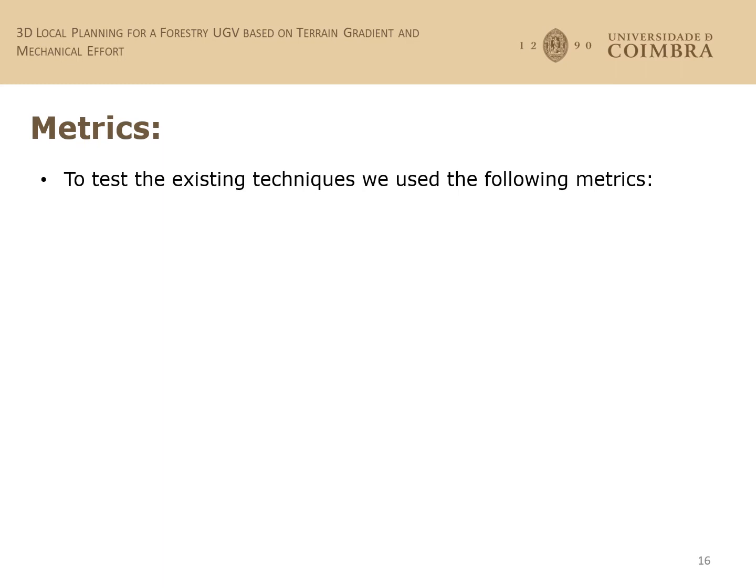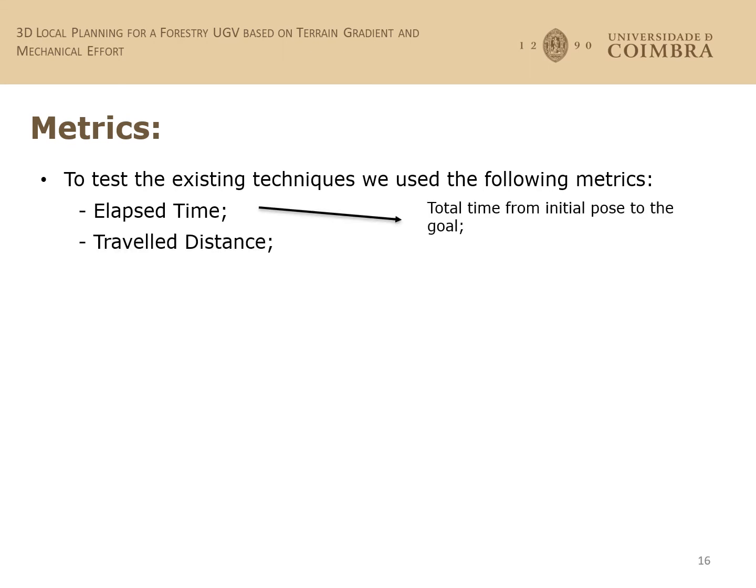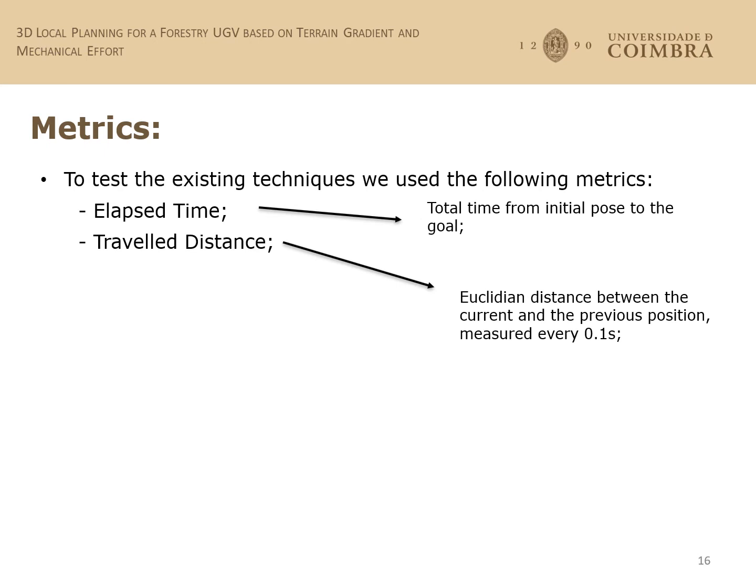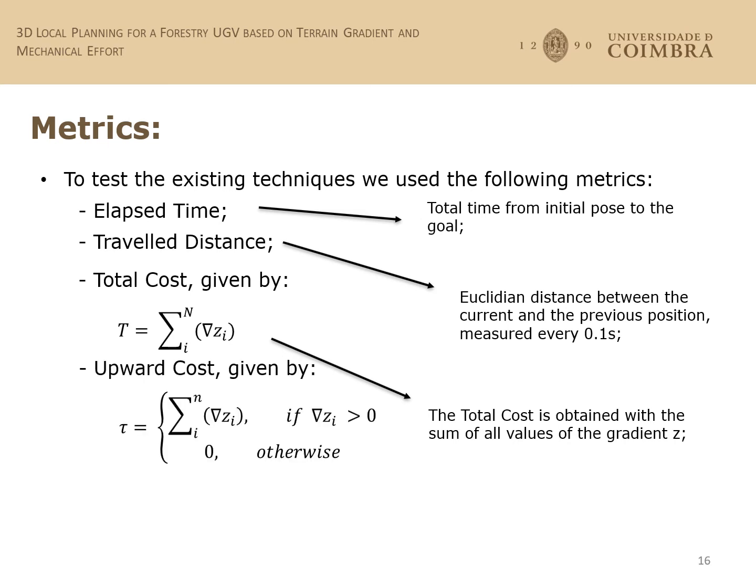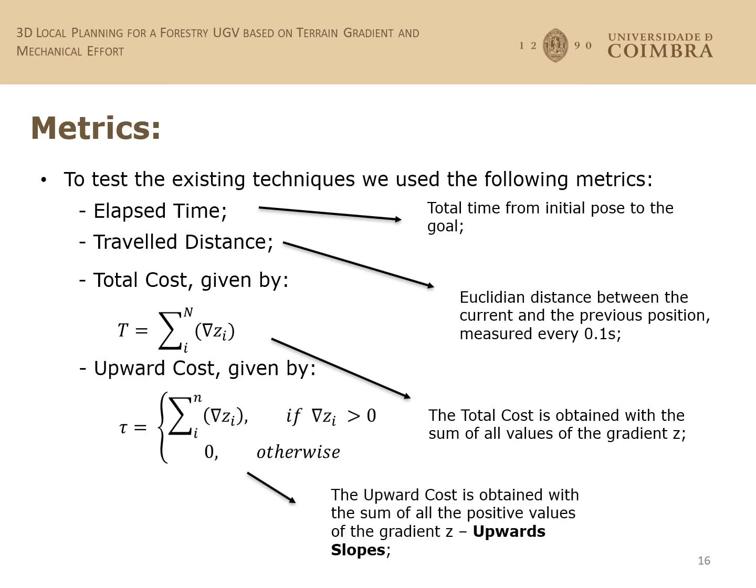To test and compare the existing techniques, we use the following metrics. The elapsed time, that is the total time from initial pose to the goal. The traveled distance, that is the Euclidean distance between the current and the previous position measured every 0.1 seconds. The total cost, given by this equation, is obtained with the sum of all values of the gradient z, and the upward cost, given by the second equation, is obtained with the sum of all positive values of the gradient z. This means only the upward slopes.